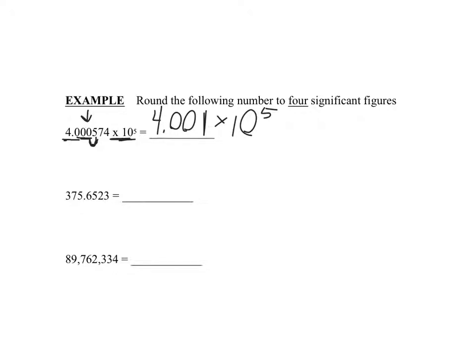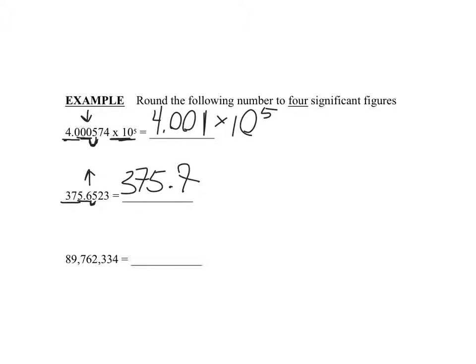Let's look at the next one, 375.6523. Round it to 4 significant figures. The 3, the 7, the 5, those all count. The 0.6 will be your fourth. So you look at the next number, 5. 5 again rounds up, which means this is going to be 375.7. The 5 tells me that I need to round that 6 up to a 7.